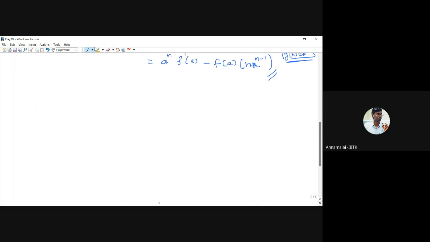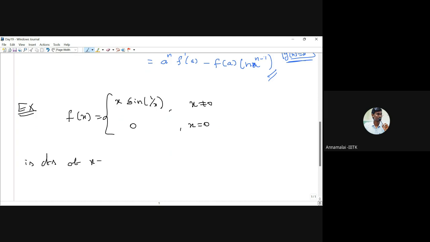Again, these are all very important problems. Exercise. Show that the function f(x) equal to x sin(1/x), where x is not equal to 0, and 0 if x equal to 0, is continuous at x equal to 0, but not differentiable at x equal to 0.